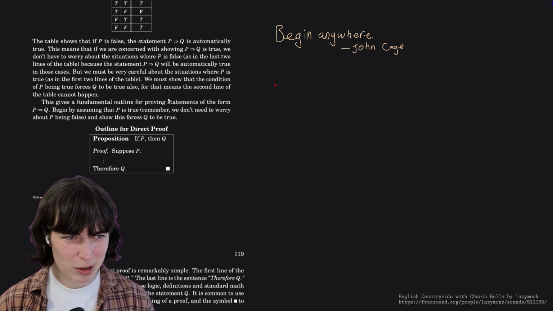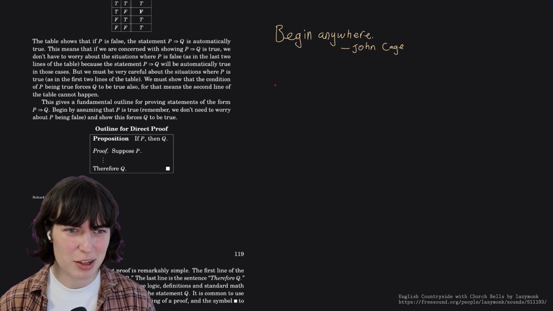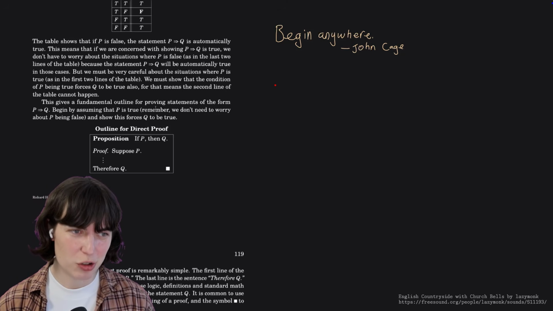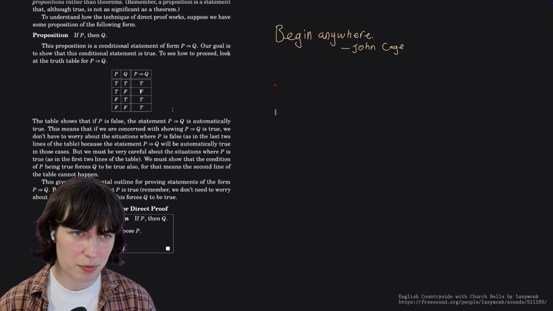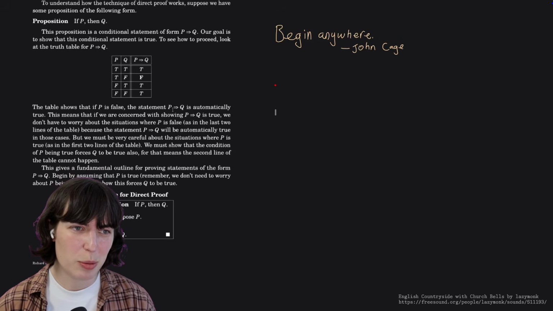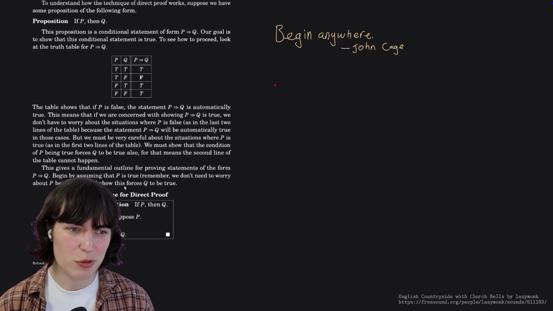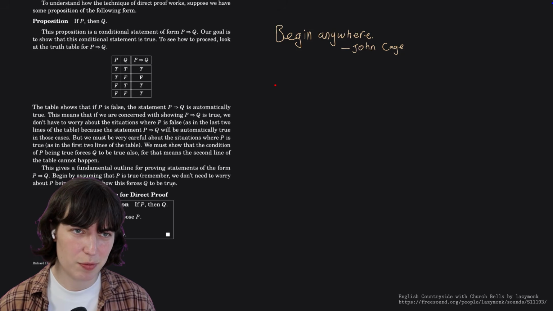This gives a fundamental outline for proving statements of the form if P then Q. Begin by assuming that P is true. We don't need to worry about P being false. Then show that this forces Q to be true.